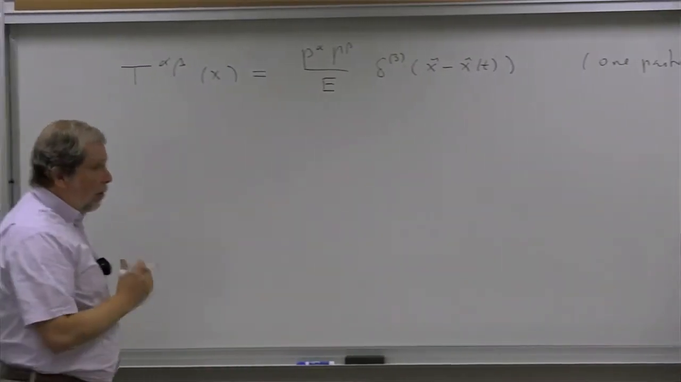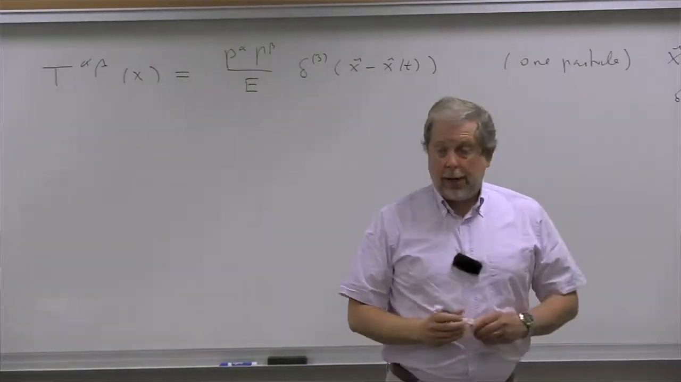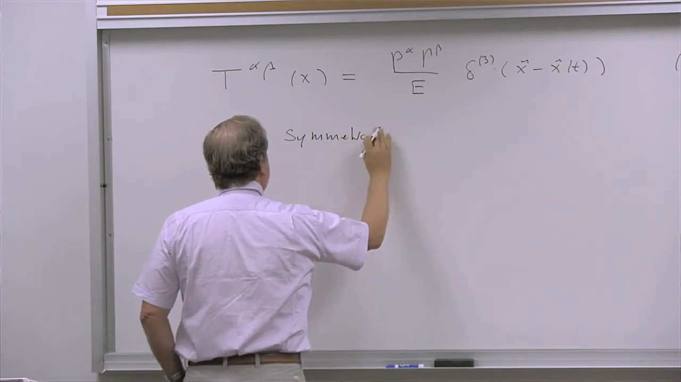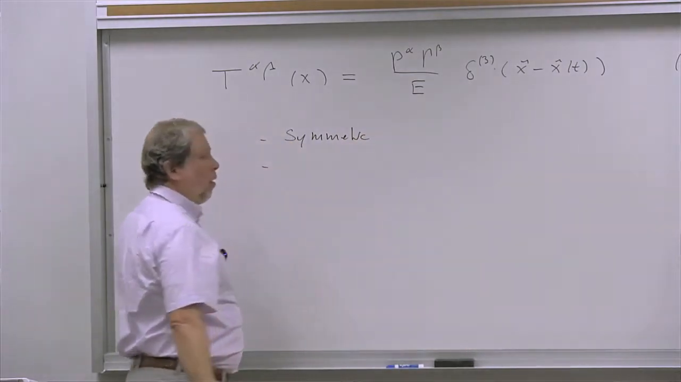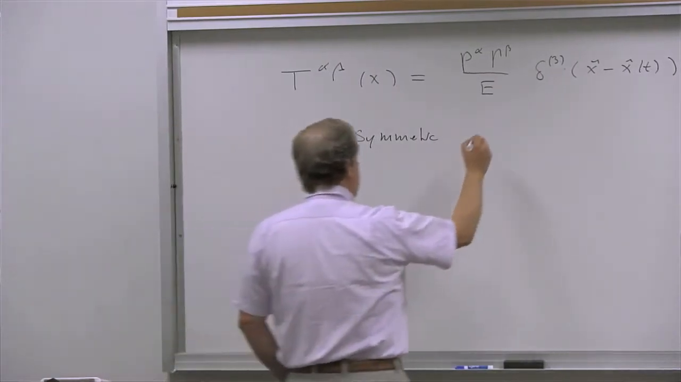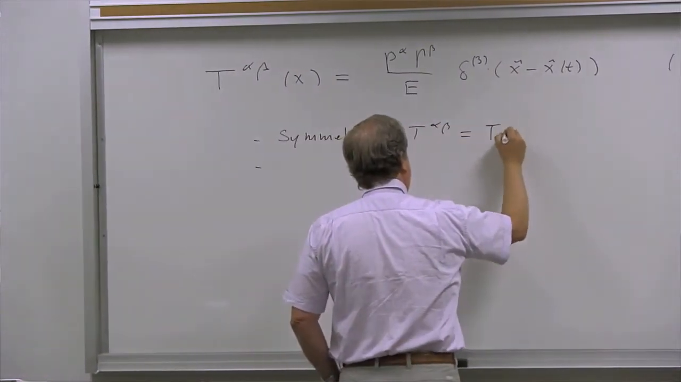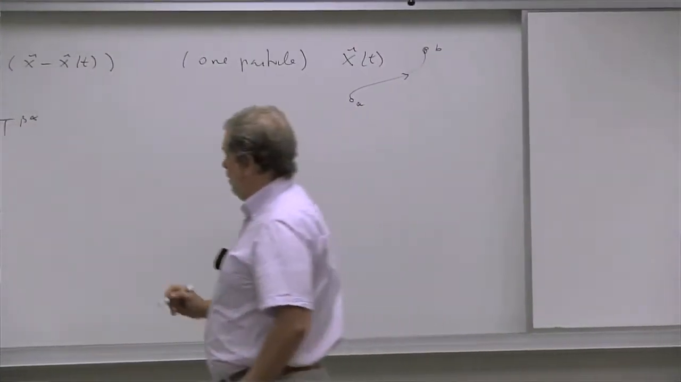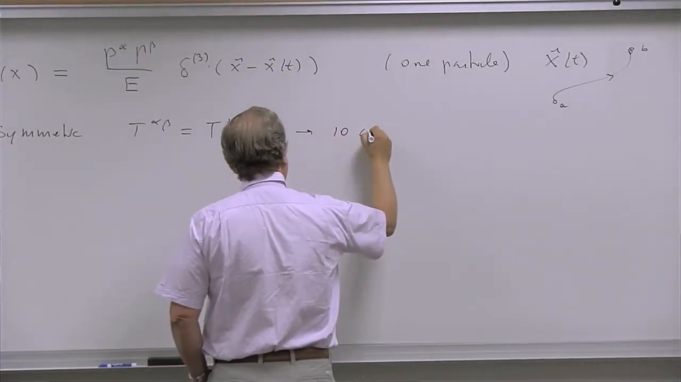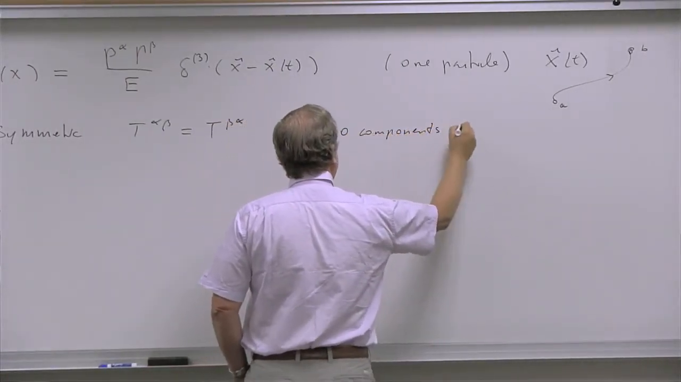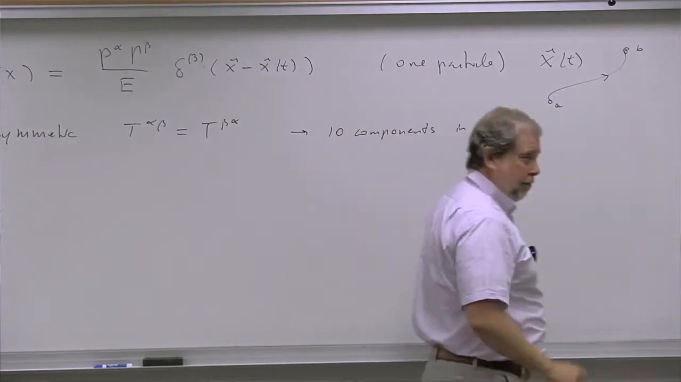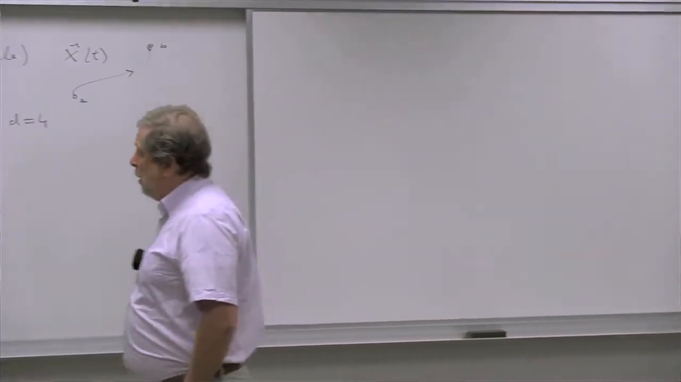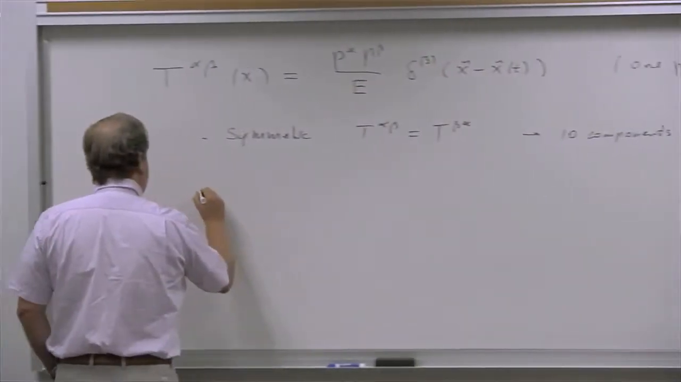And so on the basis of this simple expression, we were able to find out that it is symmetric. It is a symmetric object. And so that means that T alpha beta is equal to T beta alpha, and so it has 10 components in 4 dimensions, right? When a tensor is symmetric, it doesn't have 4 by 4, which is 16, but just 10 components.